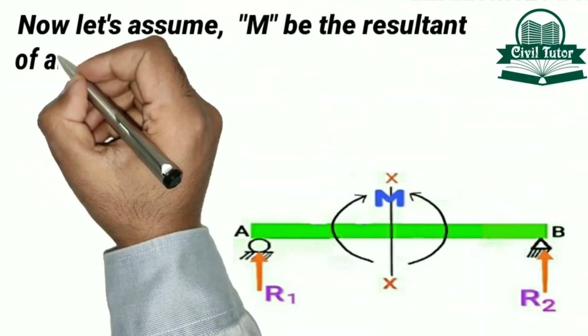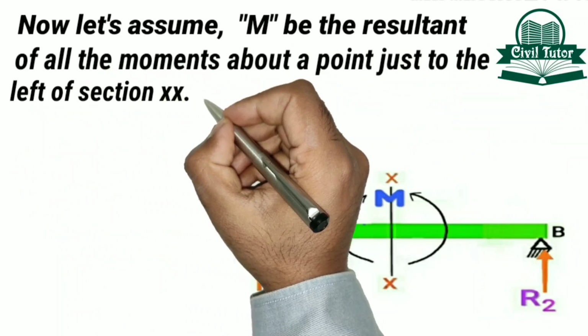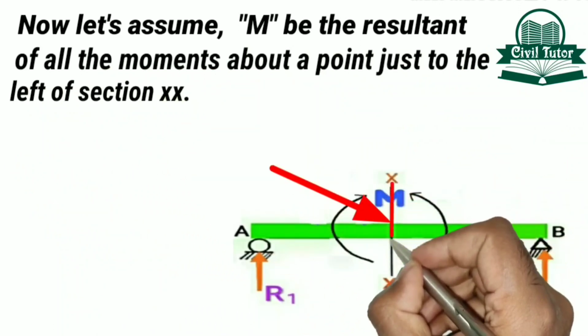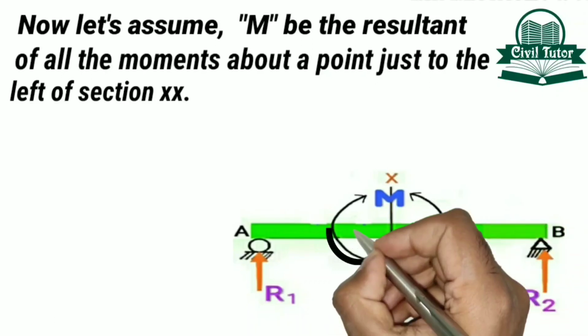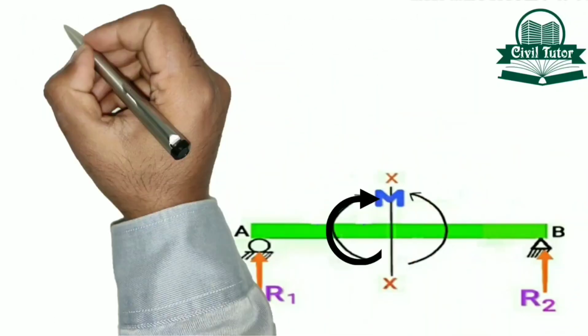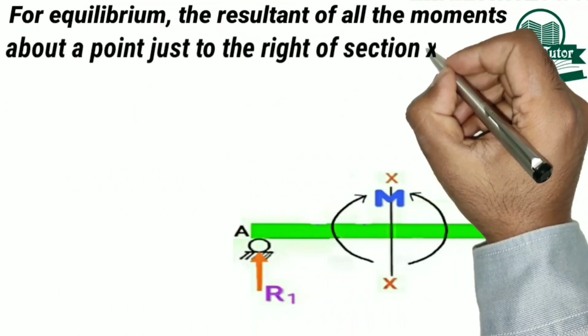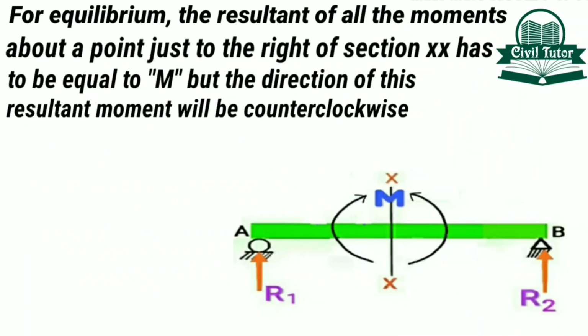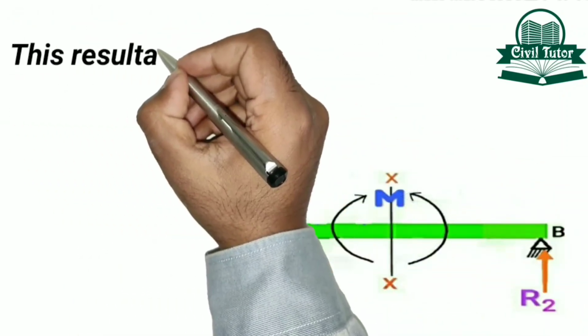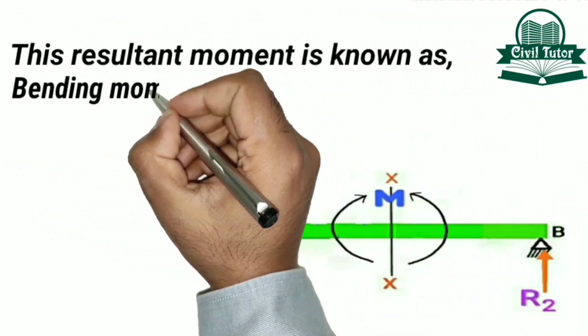Now let's assume M is the resultant of all the moments about a point just to the left of the section XX, and let this moment be in the clockwise direction. For equilibrium, the resultant of all the moments about a point just to the right of the section XX has to be equal to M, but the direction of this resultant moment will be counterclockwise. This resultant moment is known as bending moment.